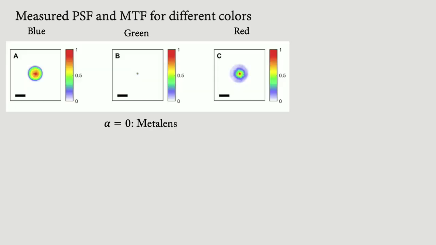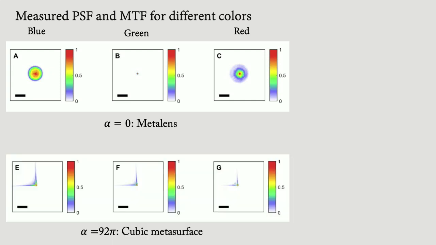So we did the experiment, and we put the sensor, and we measured the field profile. So alpha equal to 0 at the sensor plane: green looks well focused. This is how blue and red look. They look pretty blurry and big. But when you put in the cubic element, alpha equal to 92 pi, this is what we get. So they look very similar. And they have information content in all the channels.